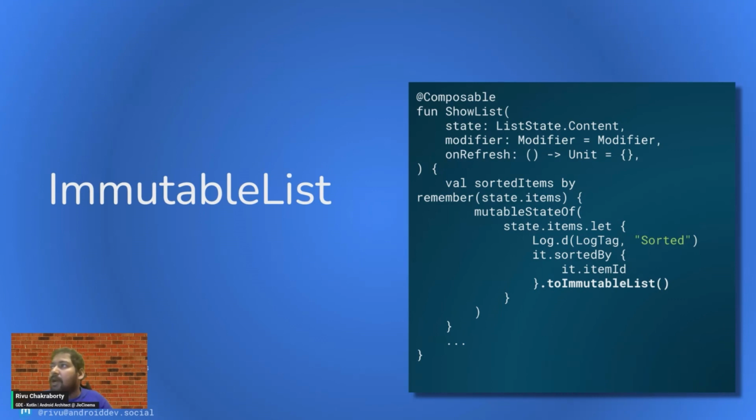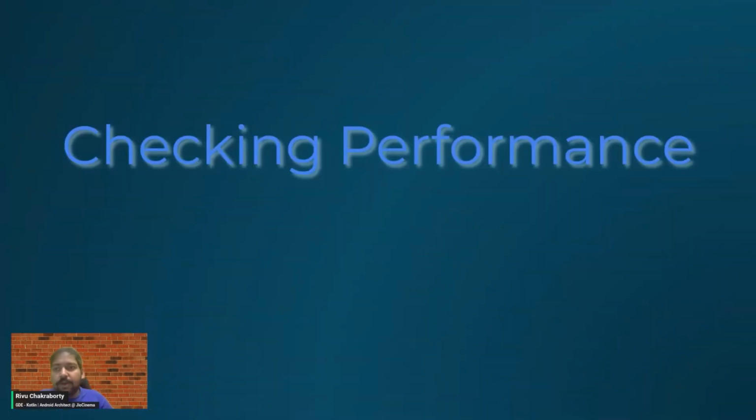So the Kotlin compiler can guarantee to Compose that, hey, this is an immutable data structure, and nothing in this list will change without updating the state itself, right? That helps you remove or reduce recompositions when dealing with lists. Now, we talked about a lot of ways you can reduce recomposition and optimize your performance. Now, let's talk about checking performance.